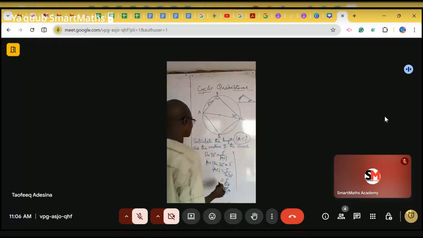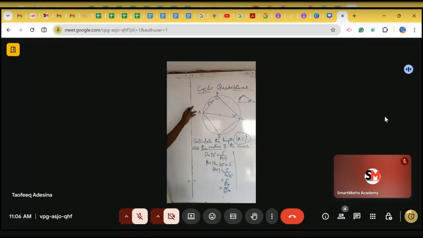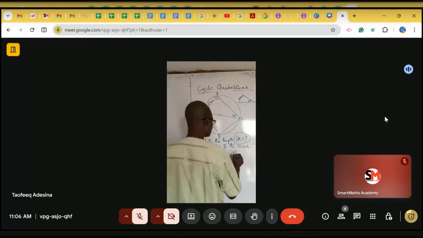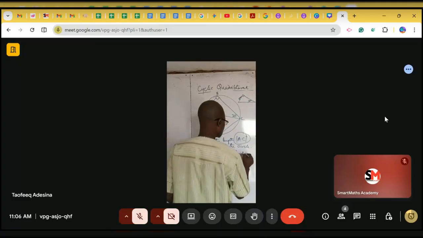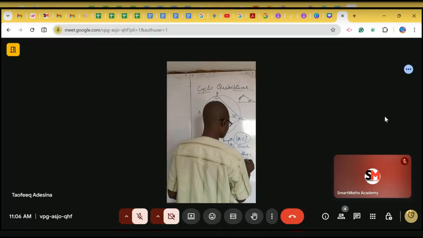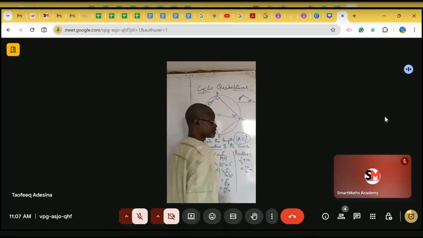We have answered the radius of the circle. What is calculated now, AC, is our diameter. Therefore, radius must be equal to half of the diameter. That's half times 10, which is 5 centimeters. It's as simple as that.